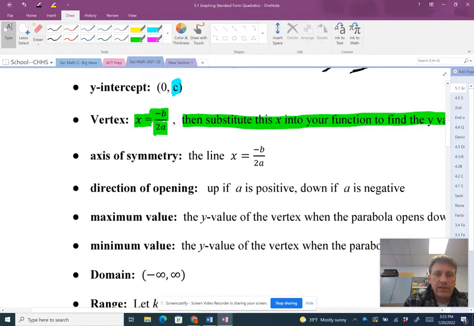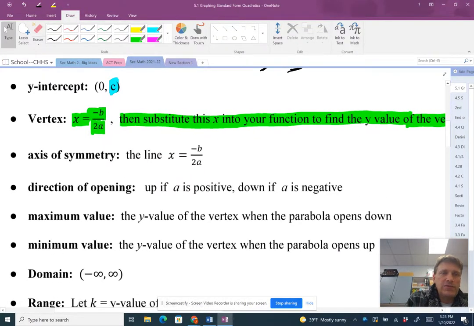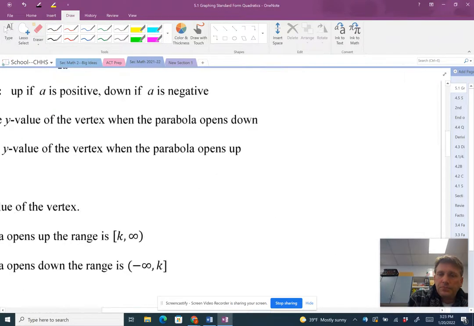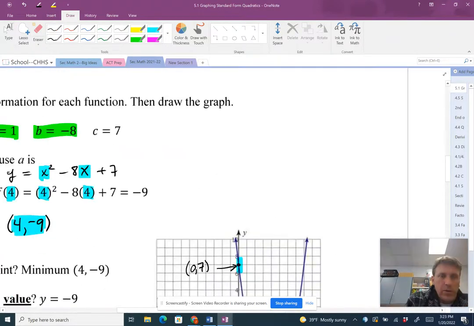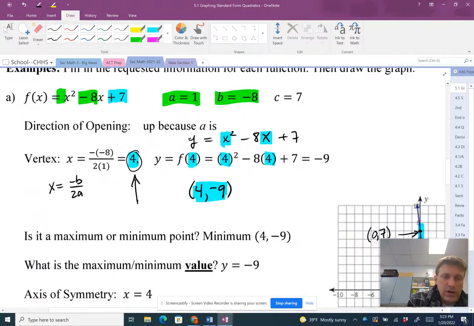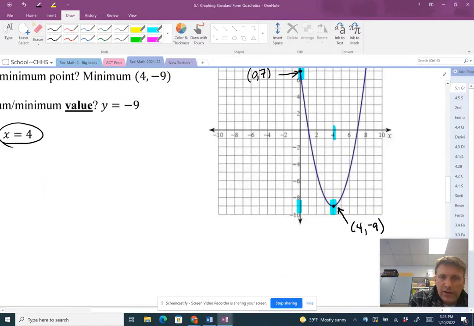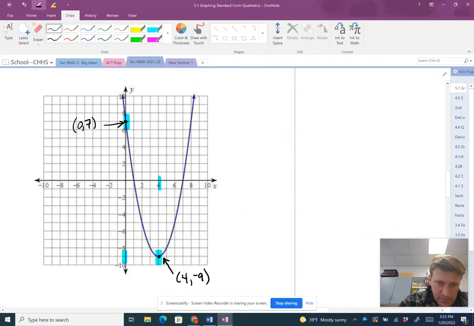The axis of symmetry, the line x equals negative b over 2a. We already calculated x equals negative b over 2a, and that is x equals 4. And so x equals 4 is a vertical line that goes through 4, runs up and down through the parabola, and marks points that are equidistant all along the way.